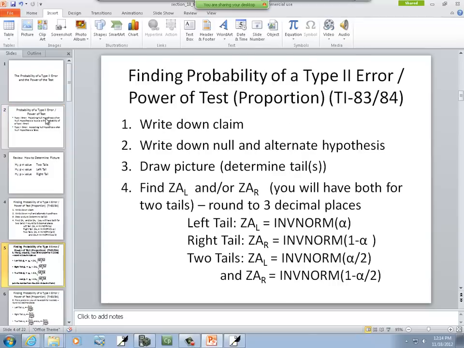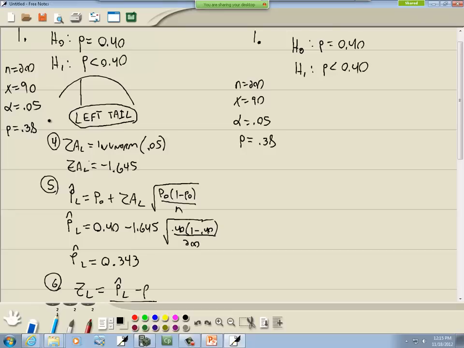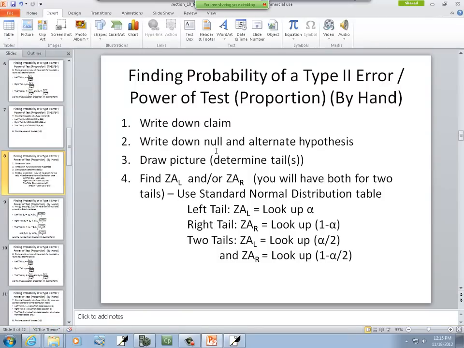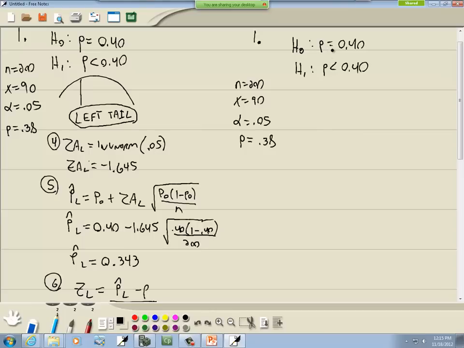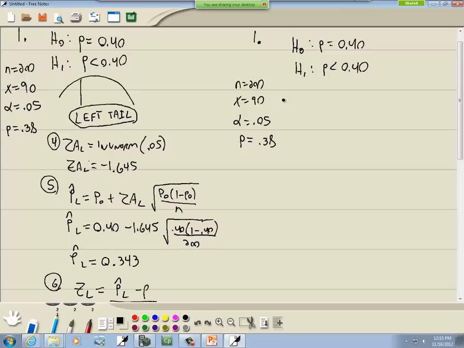Let's see, that's calculator by hand. Okay. Write down the claim. Did that. Write down null and well, there was no claim. Sorry. Write down null and alternate hypothesis. We did that. I mean, draw the picture. Well, it's still a left tail. Less than on H1 is always a left tail.